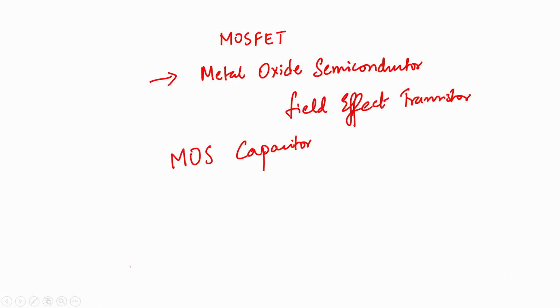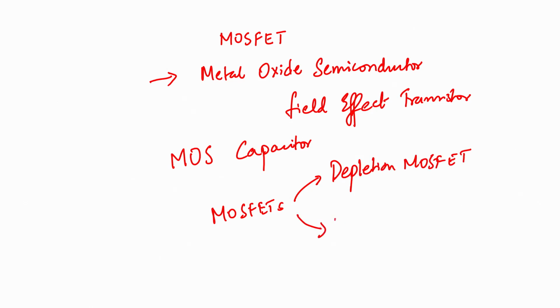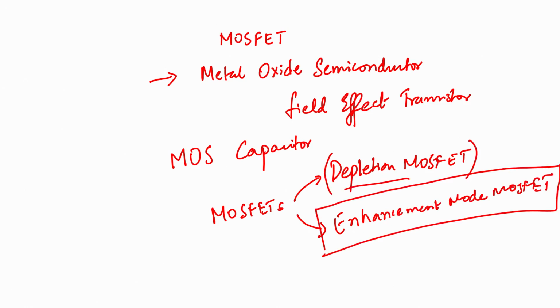Now, MOSFETs themselves, generally speaking, are of two kinds, so you have two modes of operation. One is the depletion MOSFET, which is built a little differently from the enhancement mode MOSFET. The focus of our study is going to be the enhancement mode MOSFET, and before we start this, we will look at the MOS capacitor.